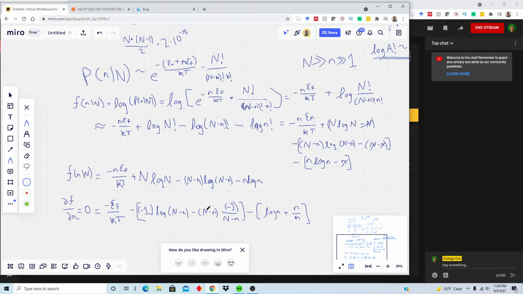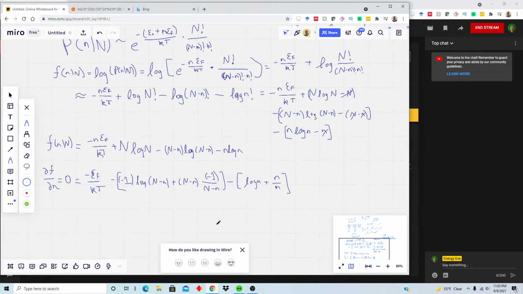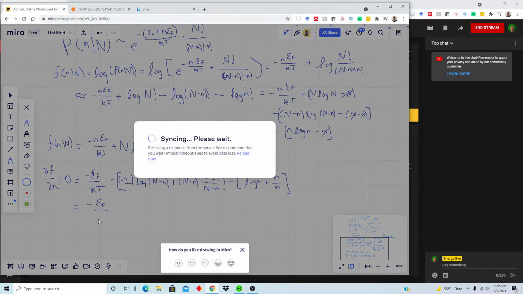So let me see if I did this correct. So this actually should have just been a plus, because I am assuming I'm just doing it here and I left that minus outside to then distribute later. And what does this equal? Okay. We're left with EF KT.